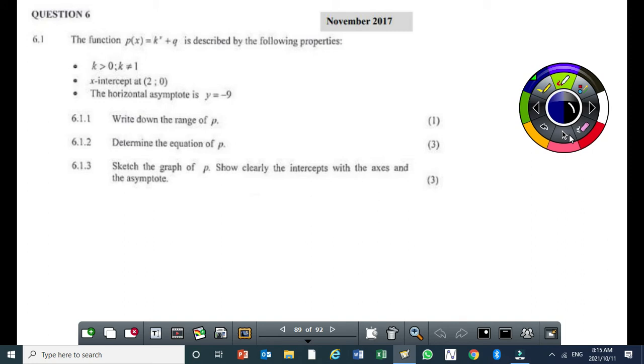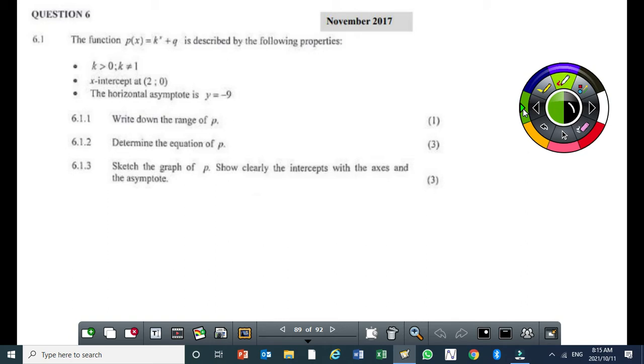Now, I'm sure by now you all know that range is a set of all the y values. So you need to identify a minimum and a maximum. In this question, if you want to determine the range, you have to know whether the function is increasing or decreasing.